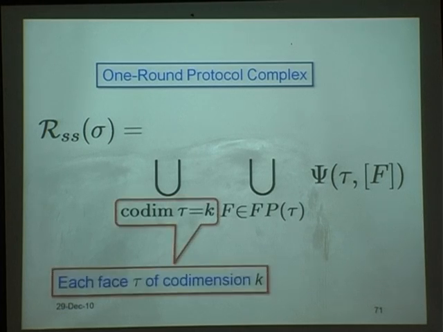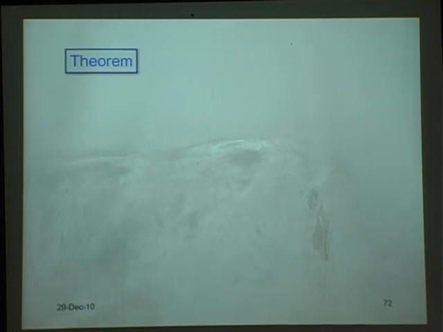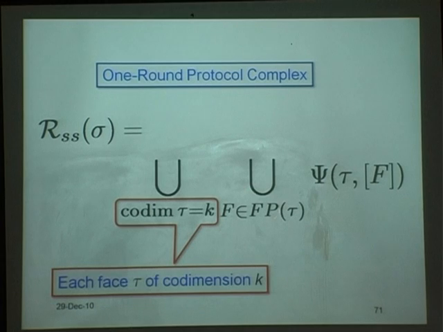Well, we look at each face of codimension k. That is, on each round we fail k processes, and so we look at all the different ways we can fail k processes. Once we have one of those, then we have all the failure patterns that don't fail here. We have all the views that are compatible with that. So we have this big double union of sets, and sets of sets, and so on.